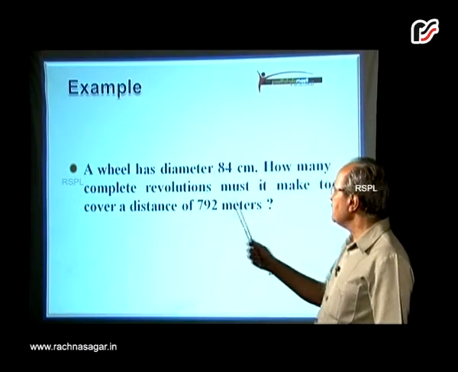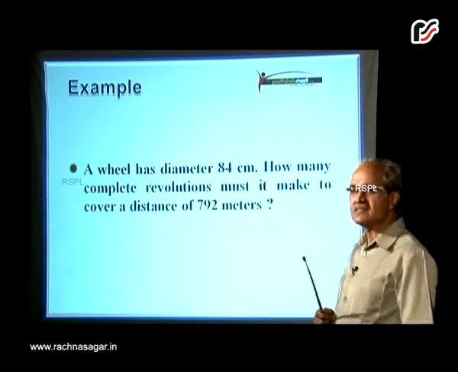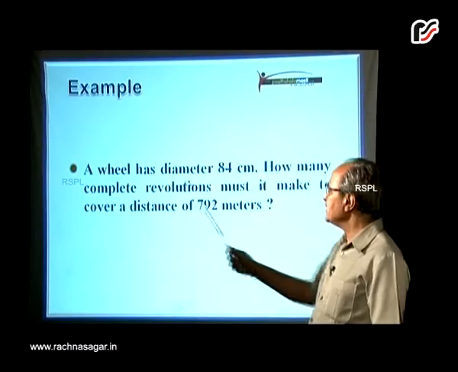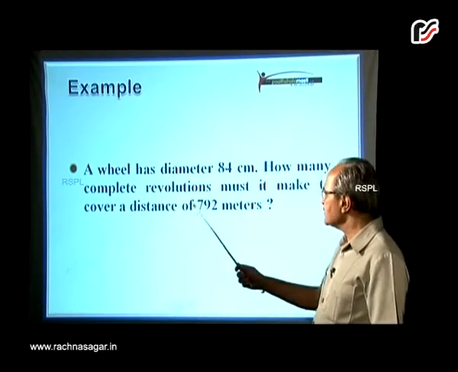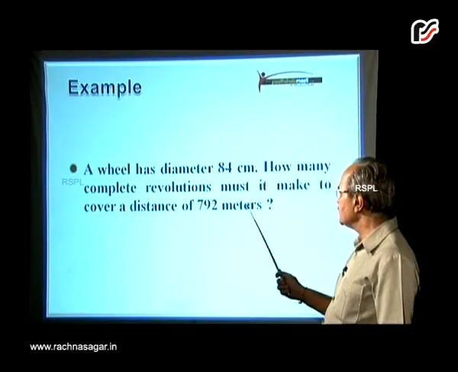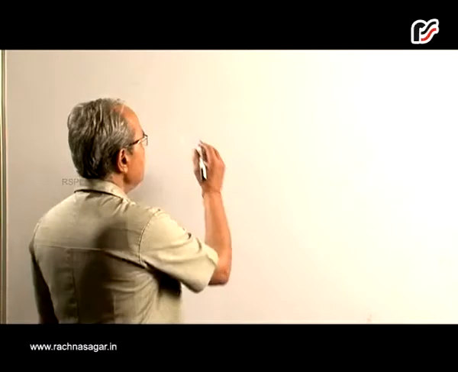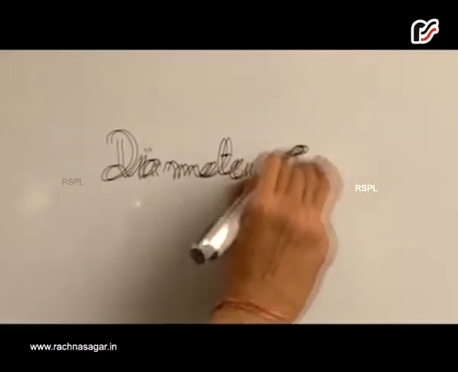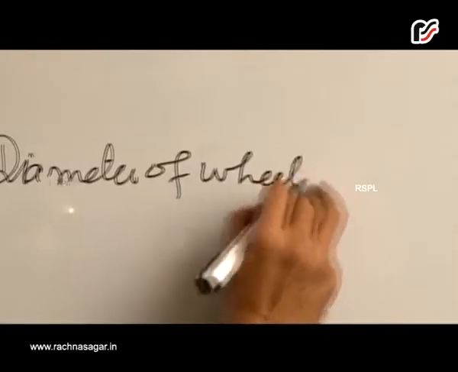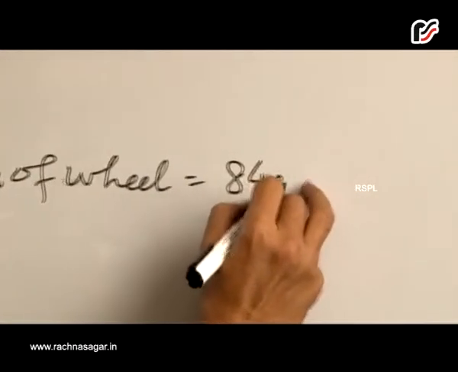A wheel has diameter 84 centimeters. How many complete revolutions must it make to cover a distance of 792 meters? In this question, the diameter of the wheel is 84 centimeters.